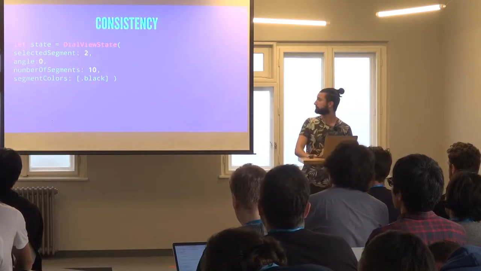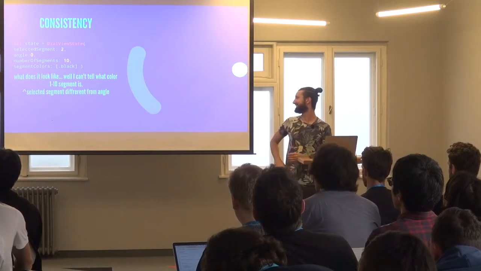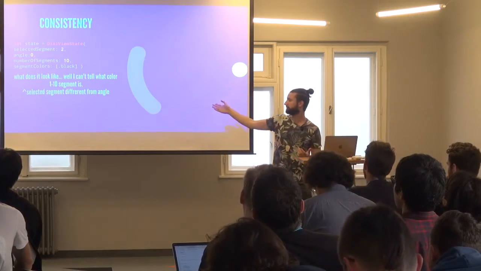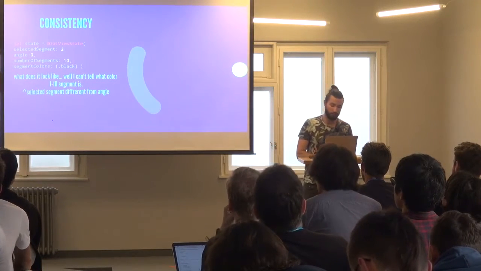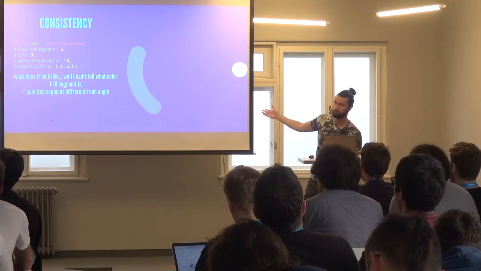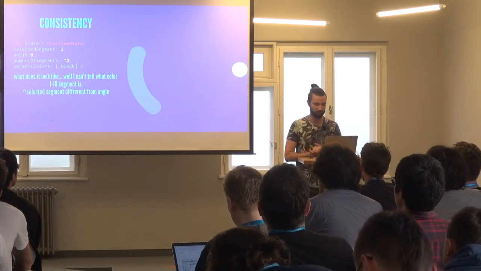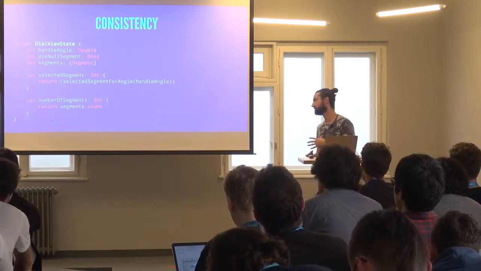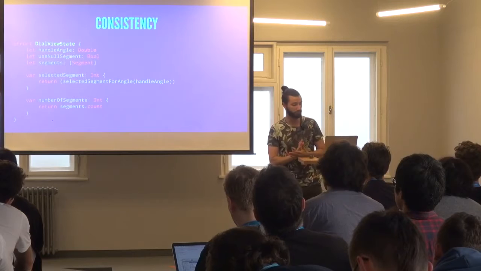So there's a few problems here. We can't tell what color any segment from 1 to 10 is. We only know the color of the first one. We can render the angle fine, and we can render the selected segment, but they're not the same. I think by definition it's inconsistent, and this is not what we want. So how can we keep all of the information we have to always say the same thing?